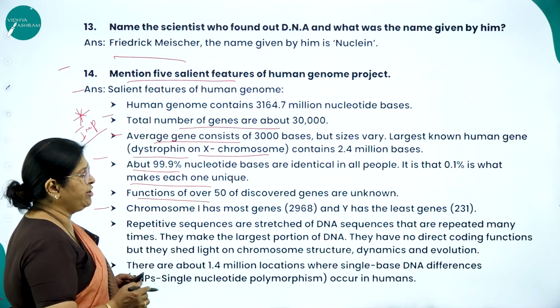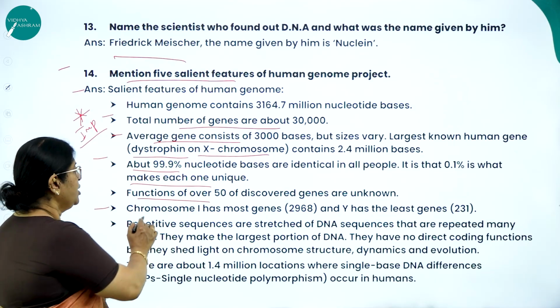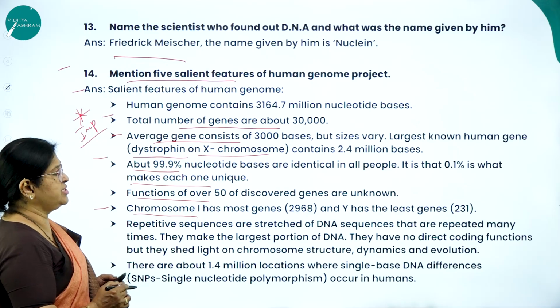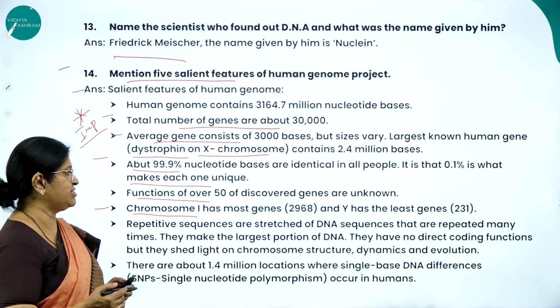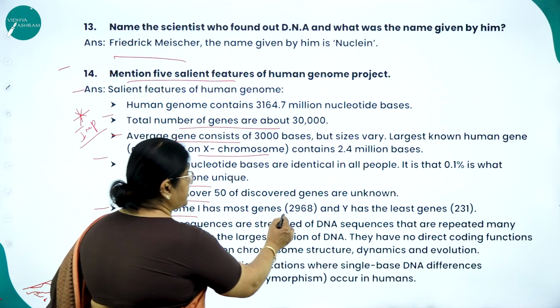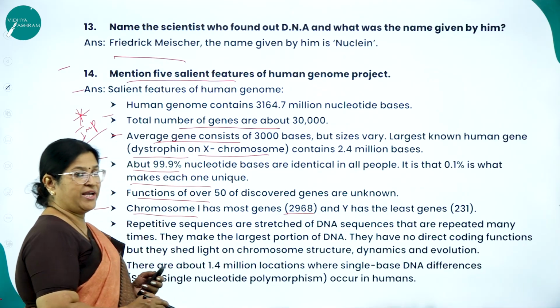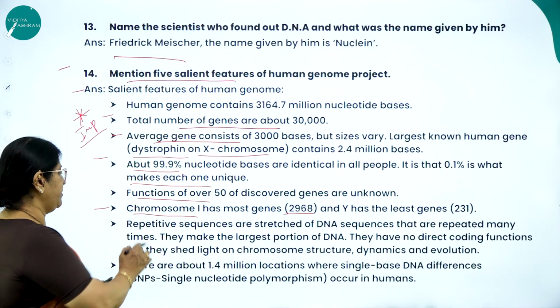Functions of over 50% of discovered genes are unknown. Chromosome 1 has the most genes and Y has the least genes. How much? 2,968, and Y has what? 231.